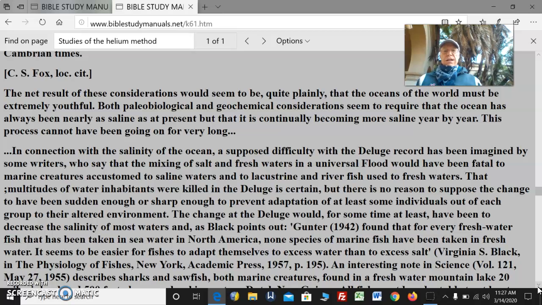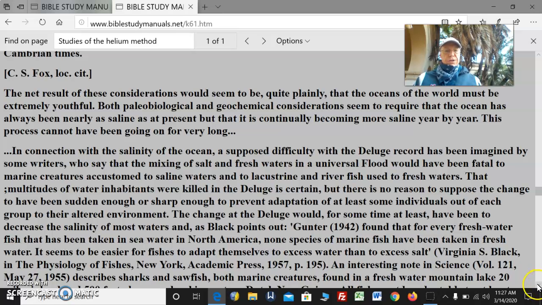The change at the deluge would, for some at least, be to decrease the salinity of most waters, and as Black points out in Gunter 1942, for every freshwater fish that has been taken in seawater in North America, no species of marine fish have been taken in freshwater. It seems to be easier for fishes to adapt themselves to excess water than to excess salt.